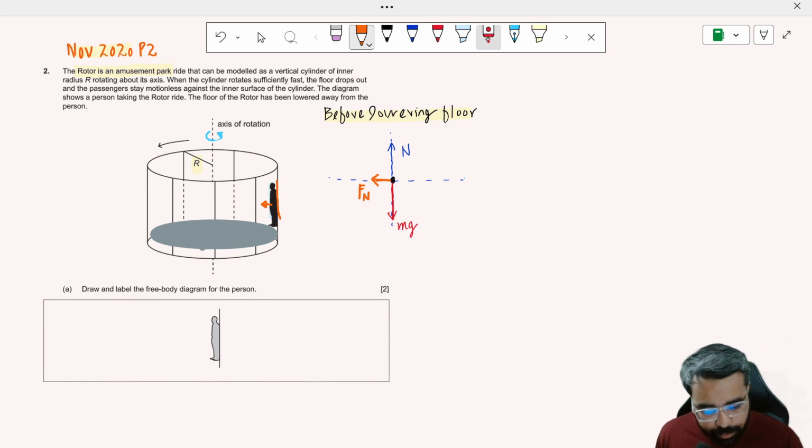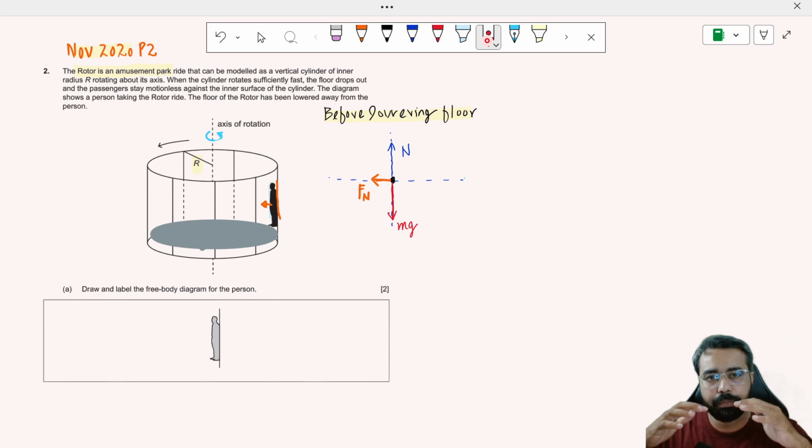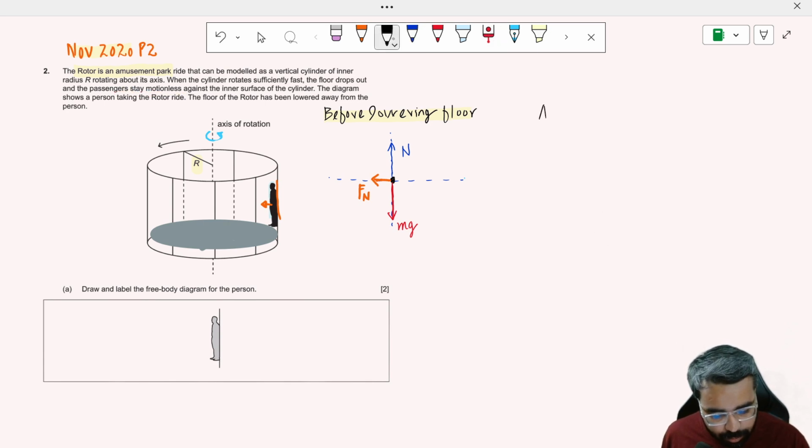Now I'm coming to the point. They say when the cylinder rotates sufficiently fast, the floor is lowered. What will happen when the floor is lowered? Now the weight is not changing, so this weight has to be countered by some other force. All right, because they say the passengers stay motionless. Why do passengers stay motionless? Let me show you here.